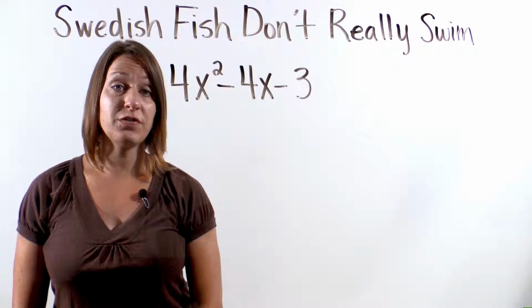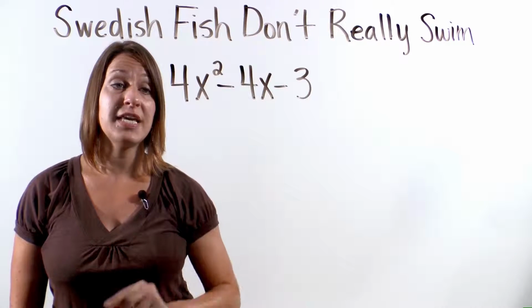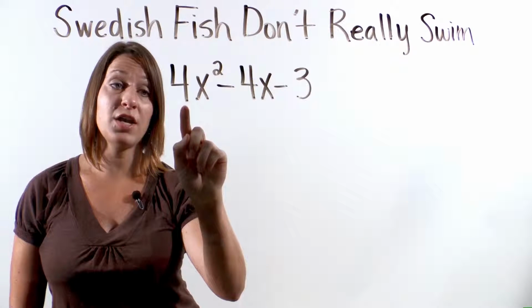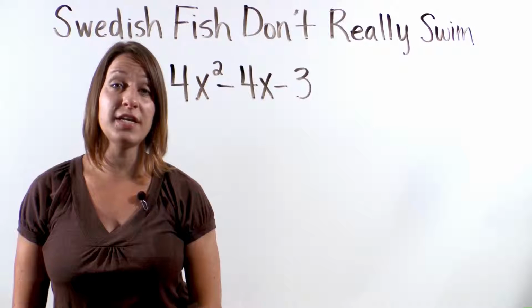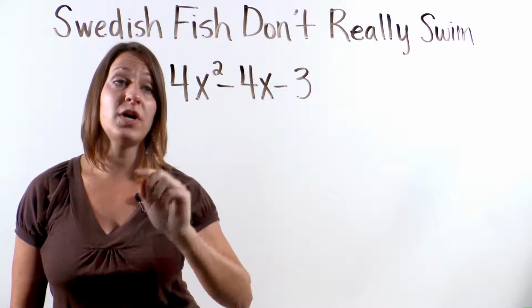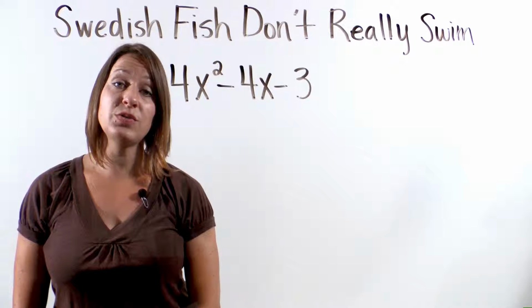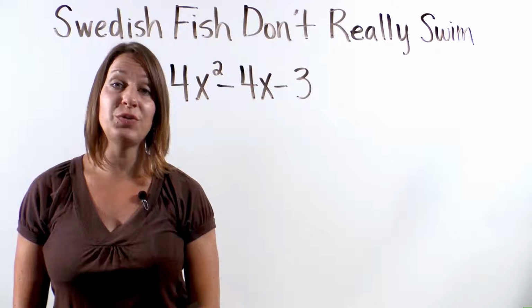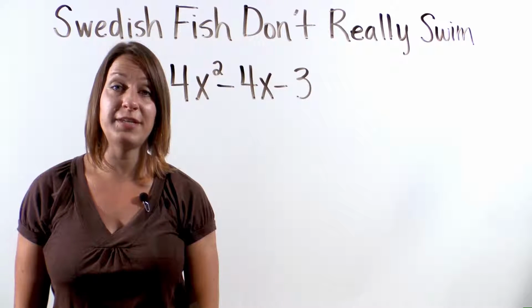Now if you've watched earlier videos, we solved problems that did not include a coefficient in front of the x squared. It gets a little tricky when there's a number greater than 1 in front of the x squared. So I'm going to use an acronym to teach you a quicker way to solve this instead of the guess and check method.